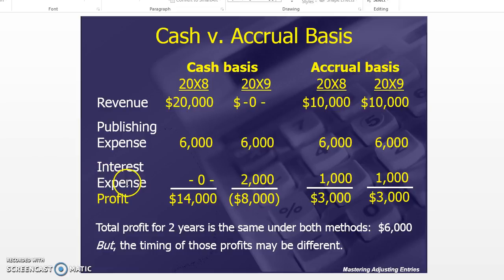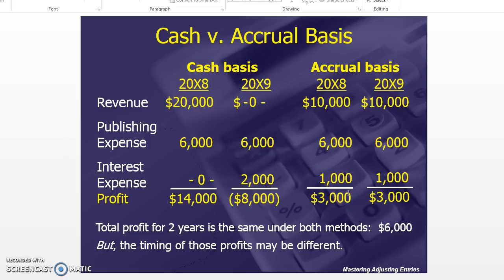So under our cash basis of accounting, we're not paying any interest until the end of that second year. So in 2008, even though $1,000 of interest had been incurred at that time, no cash left our hands. So we do not record $2,000 in interest expense until 2009, because that is when we in fact paid the $2,000 back, or paid $2,000 in interest.